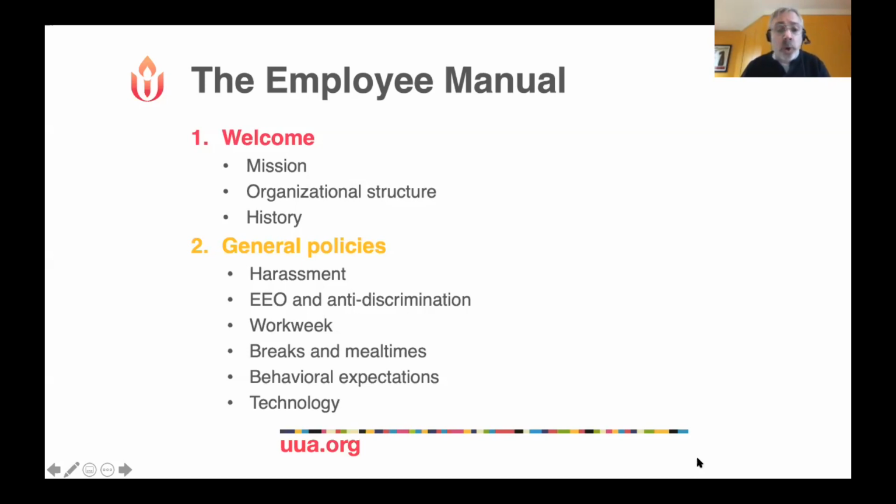Spell out your work week. What does your work week look like? What is the starting day and end day of your work week? This is important for calculating overtime. Does your work week start on Sunday and end on Saturday? Or does it start on Monday and end on Sunday? That's important for when you're calculating overtime. What breaks and meal times do you permit your staff? And are they paid or unpaid?